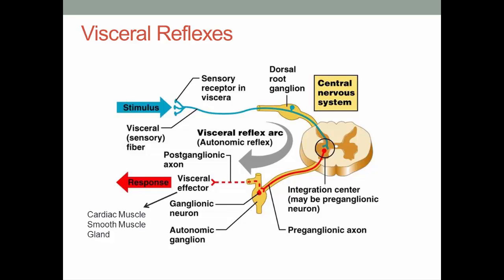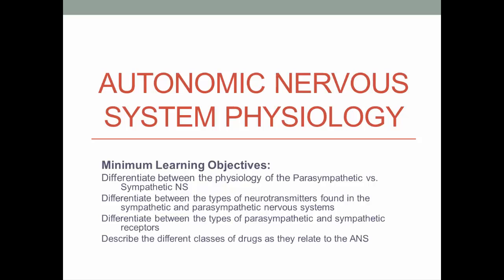All right, so that concludes our video lecture on the anatomy of the autonomic nervous system. Next, in the next video lecture, we'll look at the physiology of the autonomic nervous system, concentrating really on the differences that we see between the parasympathetic and sympathetic in much more detail and a little bit more biochemistry than we looked at already.